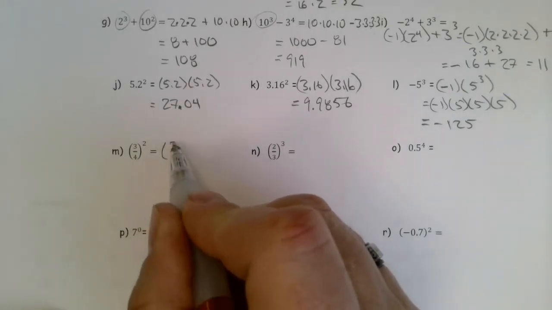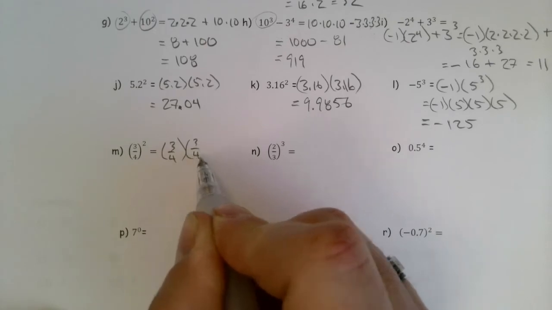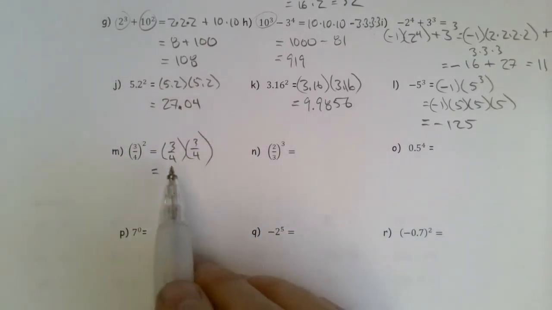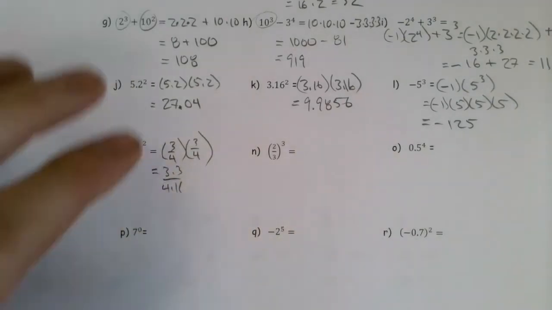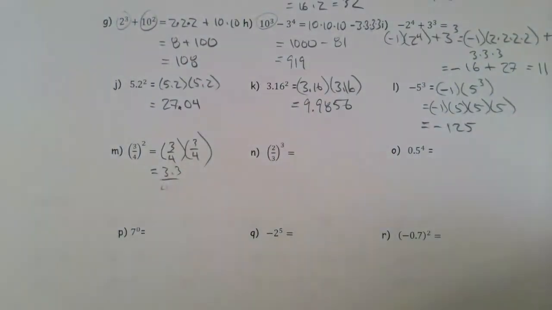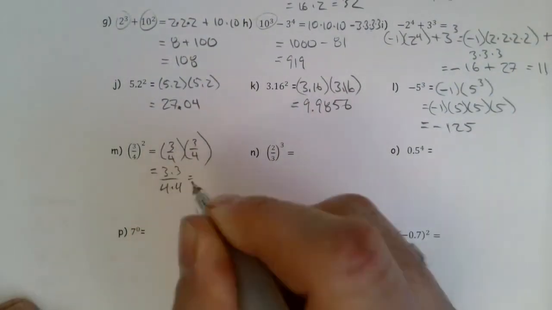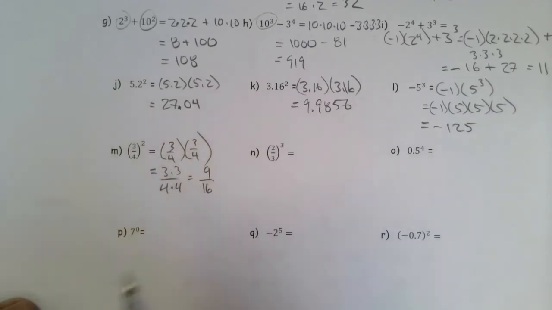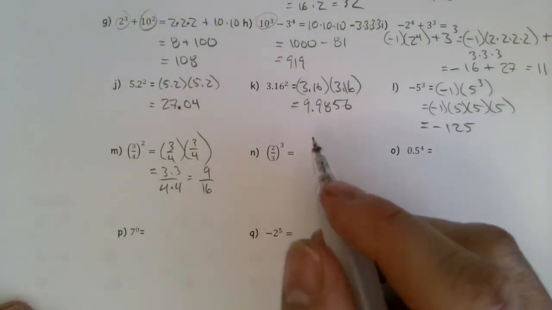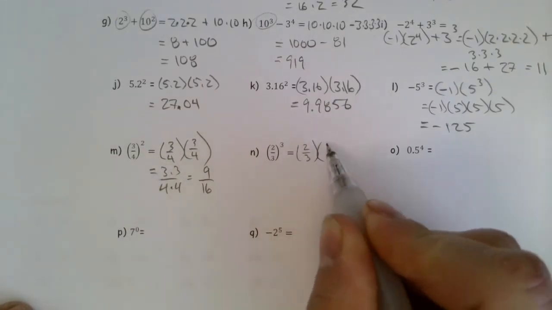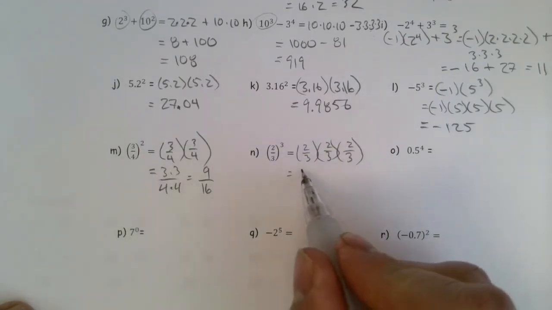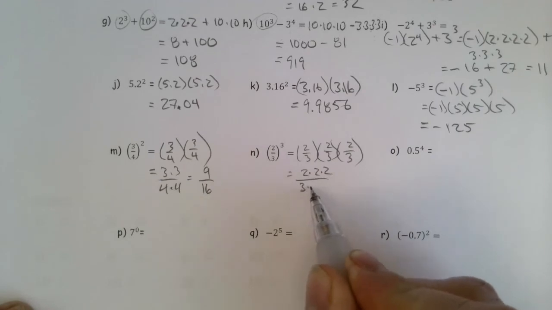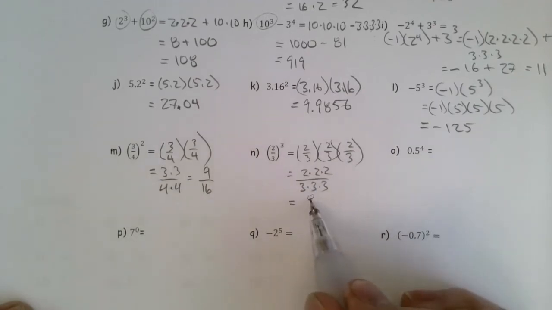Over here, because of those parentheses, whatever's in the parentheses becomes the base. So that 3/4 gets repeated. That's my repeated factor. Now, when I multiply fractions together, remember I multiply the numerators together, and then I multiply the denominators. It's going to be 4 times 4. So 3 times 3 is 9, 4 times 4 is 16. Same thing happens here, it's just that that base shows up 3 times. And so I'm going to get 2 times 2 times 2 in my numerator, 3 times 3 times 3 in my denominator. And so that will be 8 over 27.